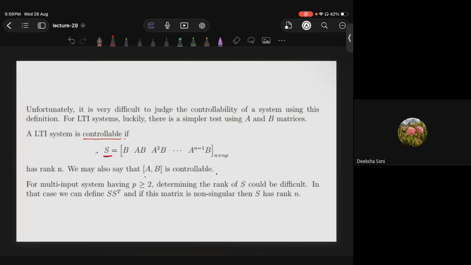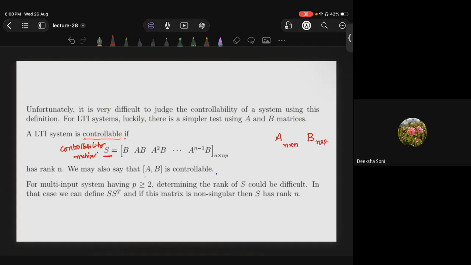So this way we will form the equation. We call this the controllability matrix. N is nothing but the order, the size of the A matrix, so A is n by n. And B is n by p, the order of B. So first we formulate this matrix S, which we call the controllability matrix.